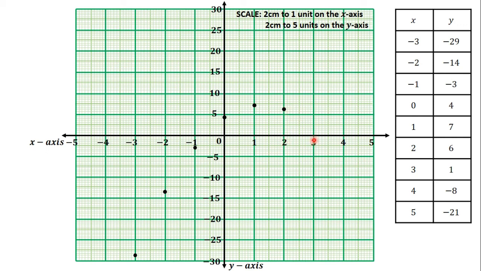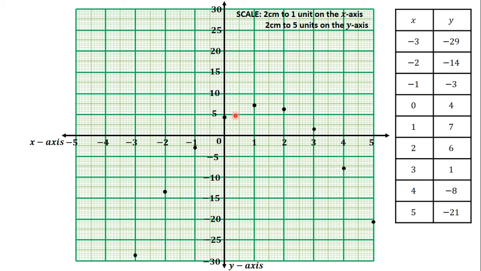The next one is 3, 1. So 3 on the x-axis and 1 on the y-axis. So you read 1 from the y-axis and you plot the point 3, 1. We have it here. The next one is 4, minus 8. So 4 on the x-axis and minus 8 on the y-axis. And the next one is 5, minus 21. So 5 on the x-axis and minus 21 on the y-axis. So we have 5, minus 21 here.